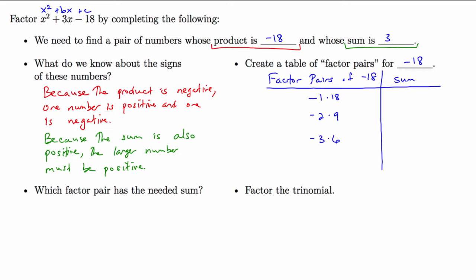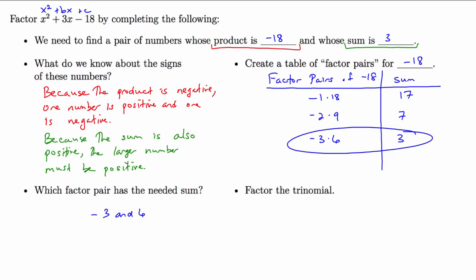Of those possibilities, negative 1 plus 18 is 17, negative 2 plus 9 is 7, and negative 3 plus 6 is 3. So that tells us the pair of numbers that multiply to make negative 18 and add to make 3 is the last pair, negative 3 and 6. So which factor pair has the needed sum? Negative 3 and 6.